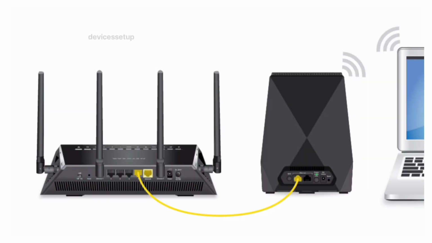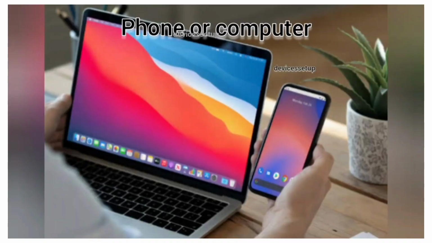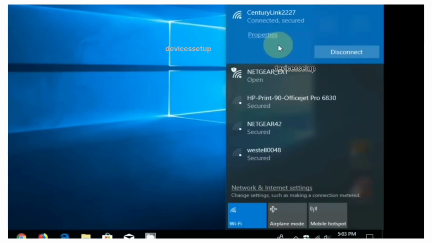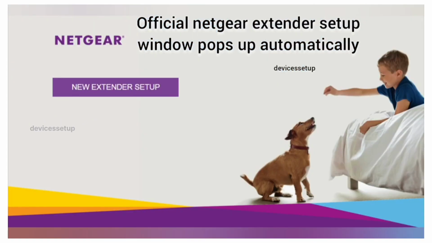After 10 seconds, take the pin out and wait for another 2 minutes until the power LED on the extender is stable again. Now you will need to connect an Ethernet cable from your router's LAN port to the Ethernet port on the extender. Next, grab any computer or cell phone and go to its settings and then to Wi-Fi. There you will see the Netgear_ext network name in your Wi-Fi list. You need to connect to that network. Once connected, the Netgear setup window will pop up automatically.